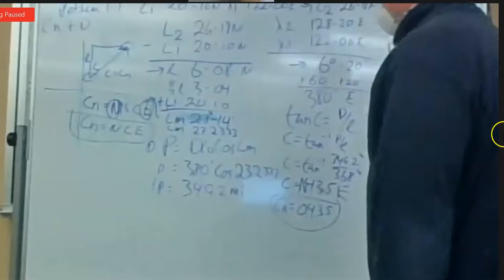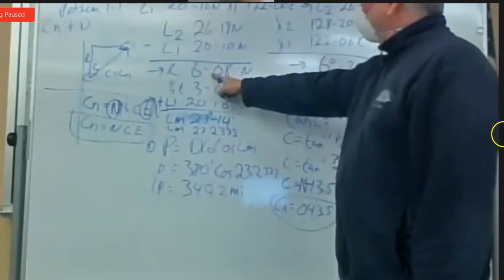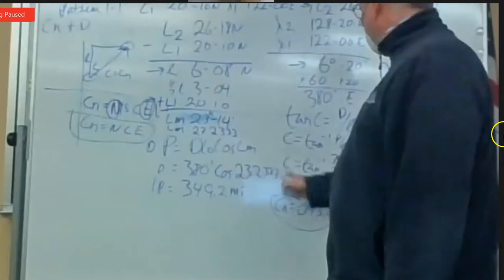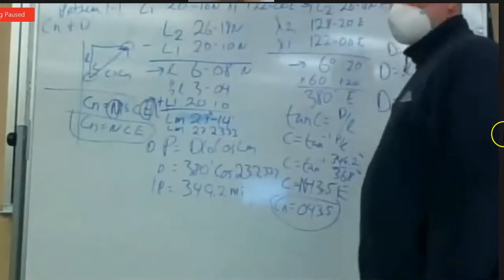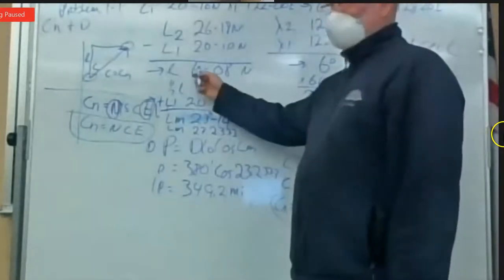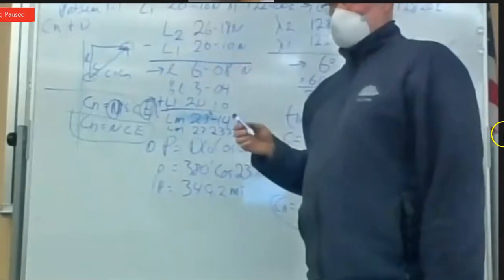What's L? What am I going to use? I've got two different choices for L. Okay, I've got L 608 and I've got L 384. Which one do you think you're going to do? I'm trying to get distance. So do I want to use the L with degrees in it, or do I want to use the L that's just got minutes in it?